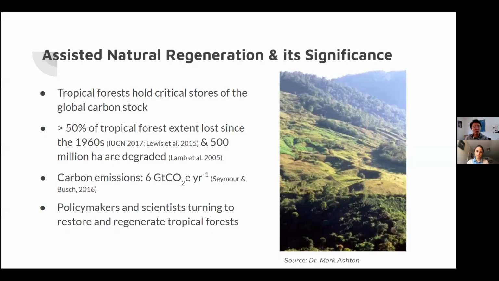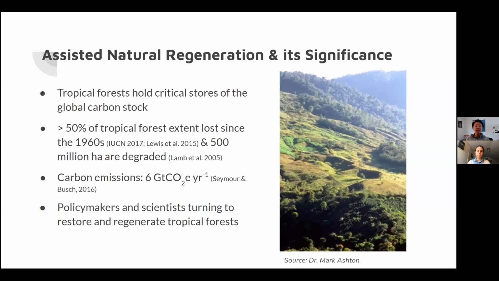Before we dive into talking about assisted natural regeneration or ANR, I want to set the scene for why we believe this is important. As we know, tropical forests hold critical stores of the global carbon stock and are able to sequester almost 15% of anthropogenic carbon emissions. However, more than 50% of tropical forest extent has been lost since the 1960s, and an estimated 500 million hectares of land have been degraded.